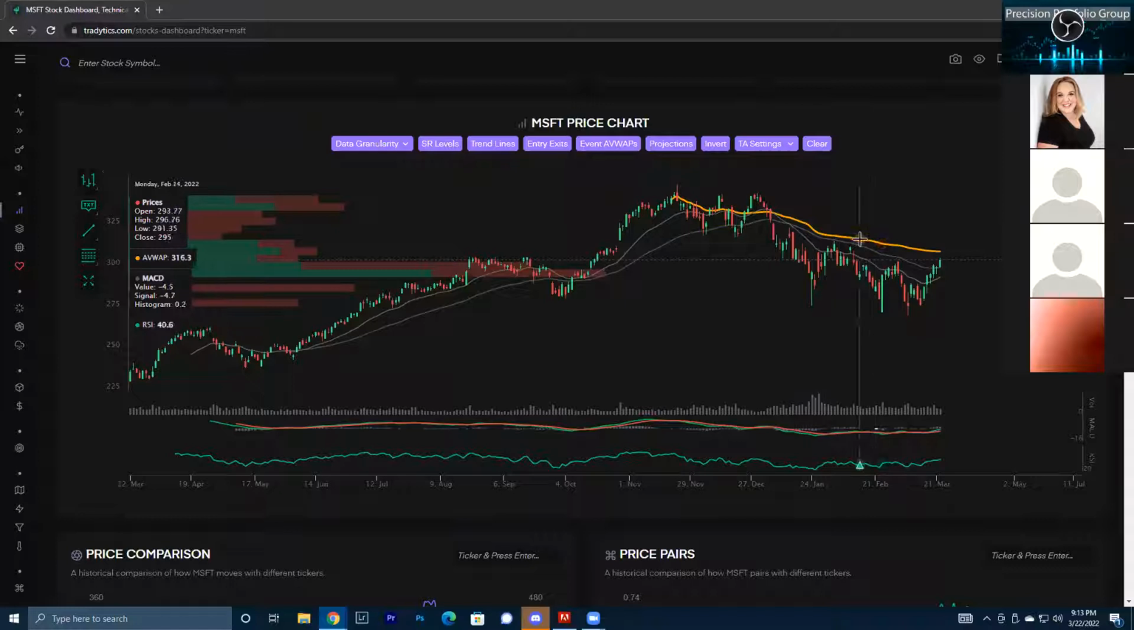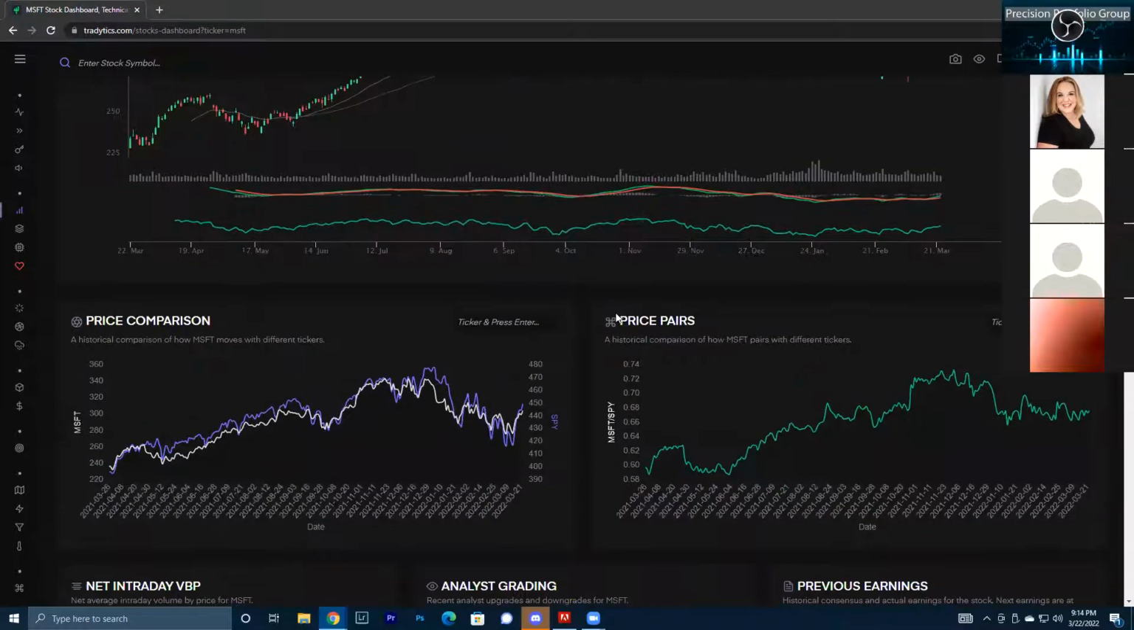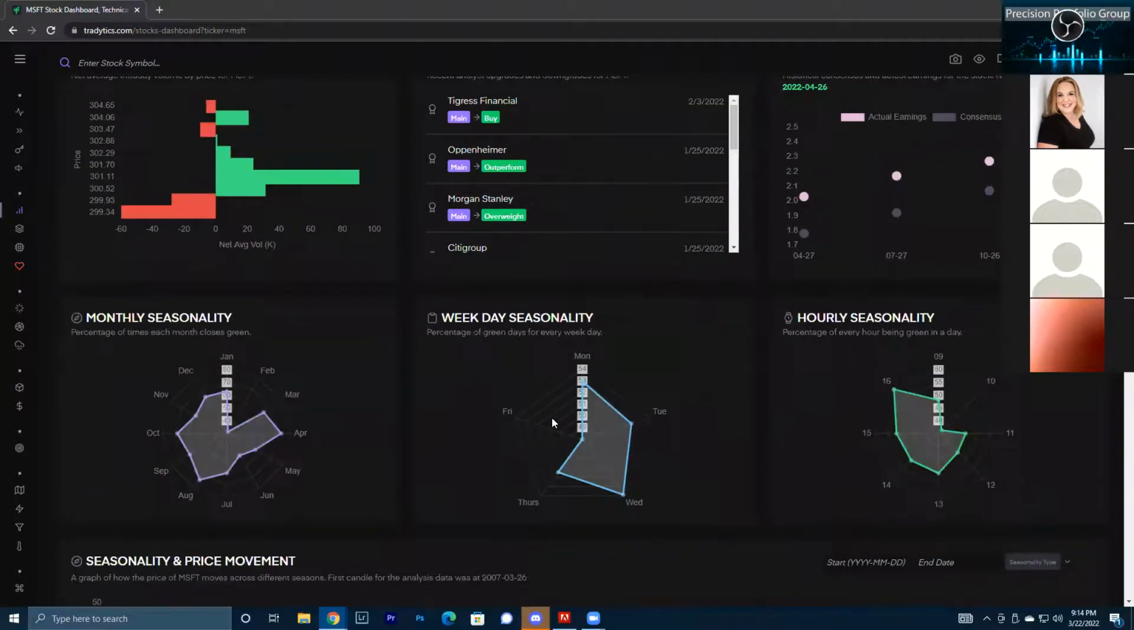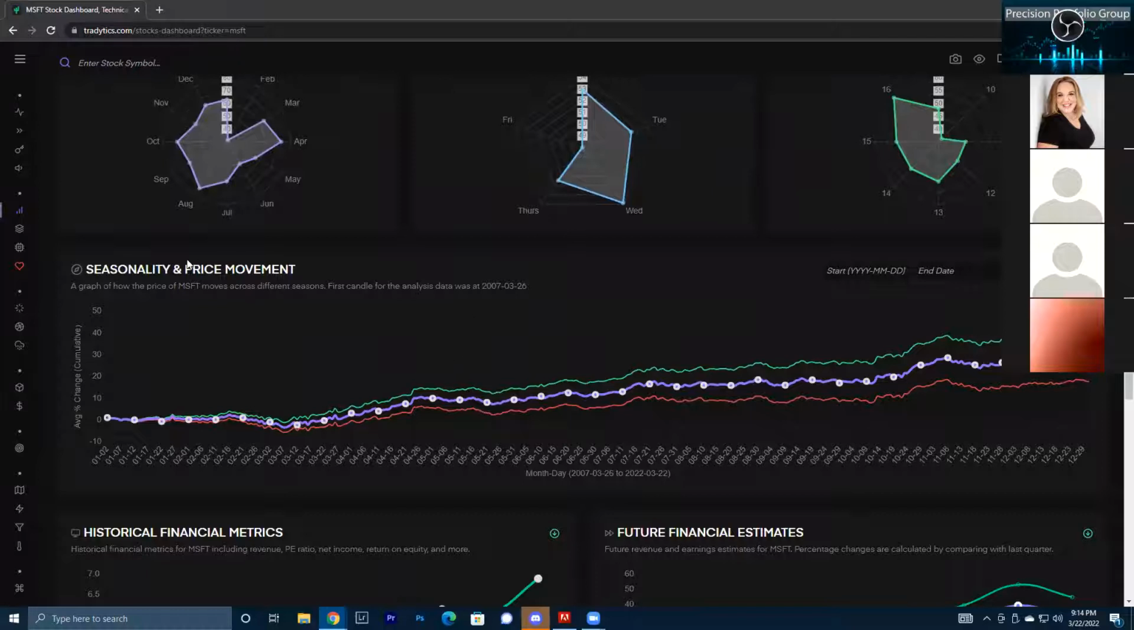What you want to see is this. The price chart, how it's doing versus the VWAP, where it's heading, how you want to chart this. They have so much information as far as the MACD is concerned. You have that, and the RSI that can definitely help you out if you don't have any charting platform like TradingView or Webull. All right, they have the price comparisons. I don't really look at that. What I really look at is this seasonality.